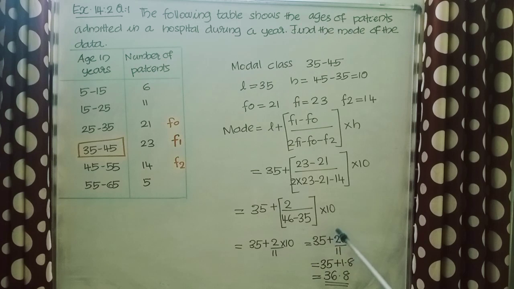Next step, you find the value of 20 by 11 by dividing. We get it is 1.8. So we get the next step 35 plus 1.8. So in the last step only we are adding the number with the 35. Before that we need to complete all the calculations in the second part. So we get the mode equal to 36.8.